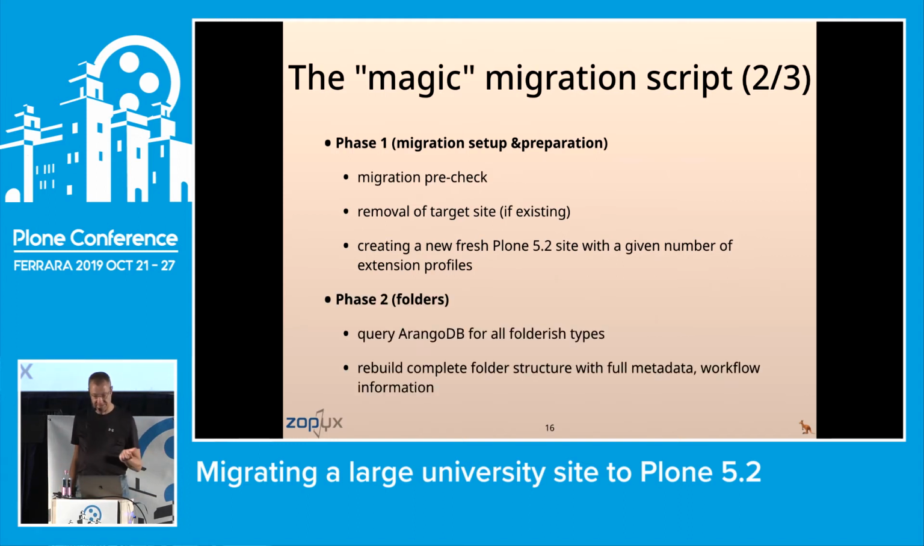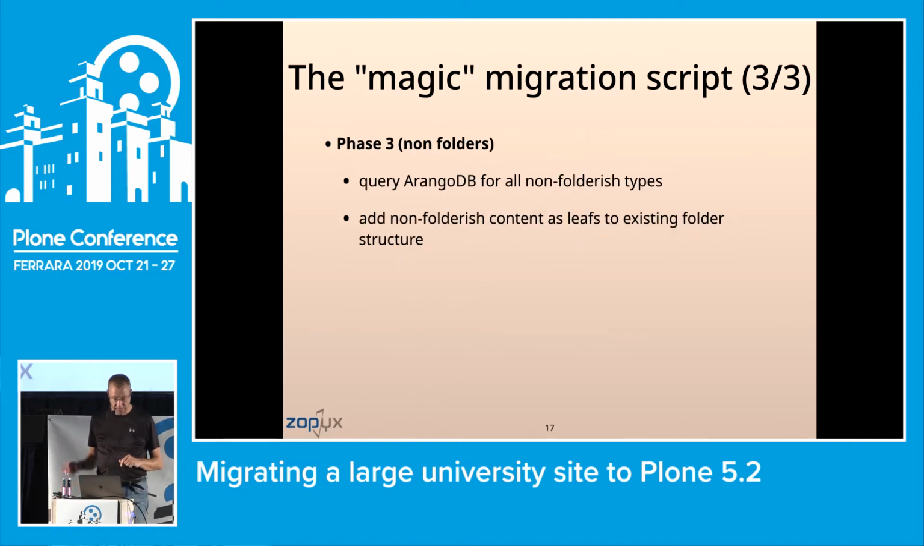In phase 2 starts the migration of the content. The migration of content is split into two parts. The first part is where we recreate the complete folder structure. So in phase 2, we ask ArangoDB, give me all folderish objects in order to reconstruct all folderish structures. And then we apply all the metadata, like title, description, and so on. So after phase 2, we get all the folders without the content. Also, folders are content, but the documents are added in the next phase.